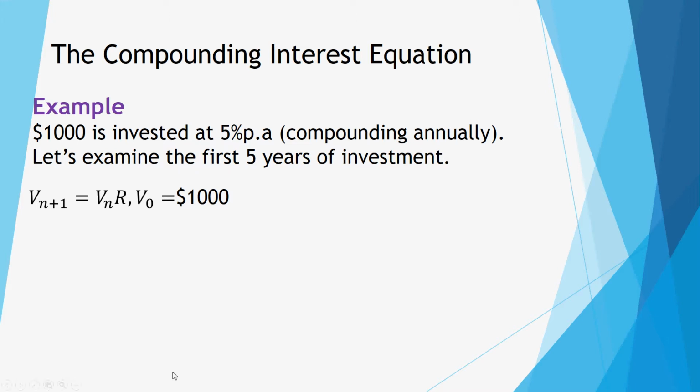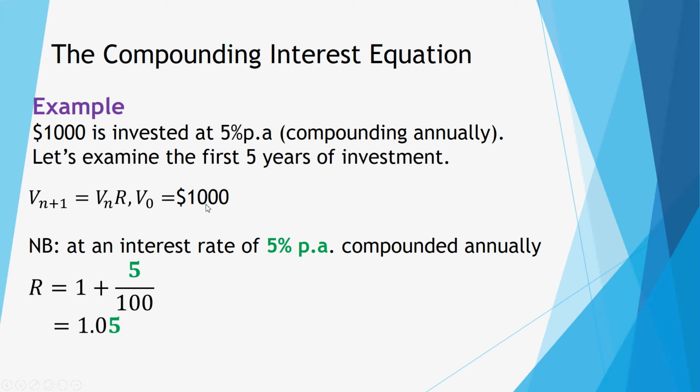So here's our recurrence relation. The next term or value will be equal to the previous multiplied by our growth rate or growth factor. And our initial value was $1,000. Now again, our rate or our factor here will be 1 plus the interest rate of 5 over 100. So as a decimal it comes out to 1.05. And that's important for our calculations that follow.